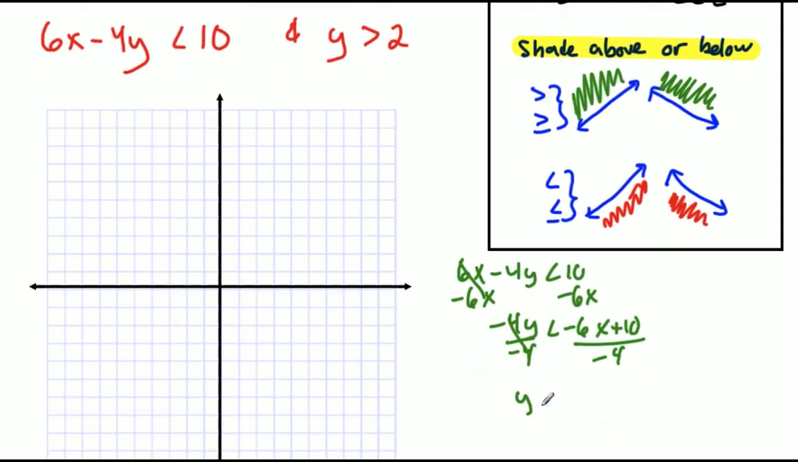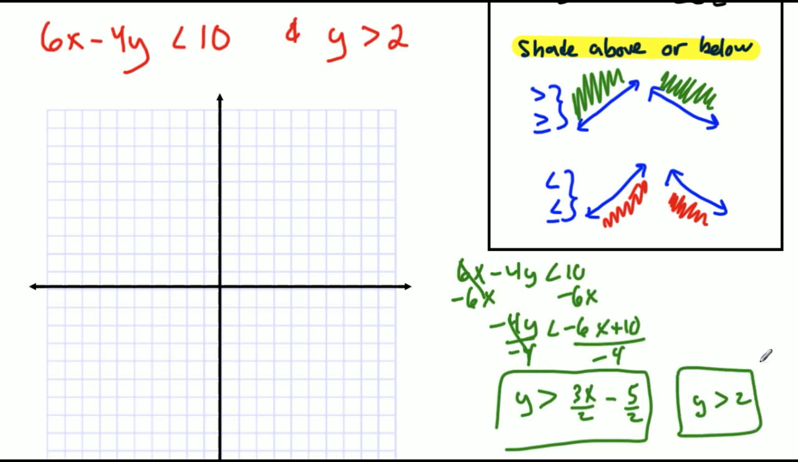Do not forget that when we divide by a negative, we have to flip the inequality. So now this becomes y is greater than, I flipped it from less than to greater than. Negative 6 divided by negative 4 is a positive 3 over 2, so 3 over 2 x, and positive 10 divided by negative 4 is minus 5 halves. And then we have our other one, which is y is greater than 2. So here are the two that we're going to want to graph.